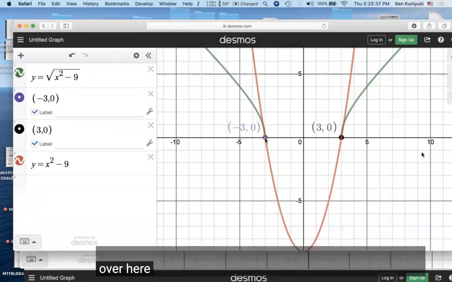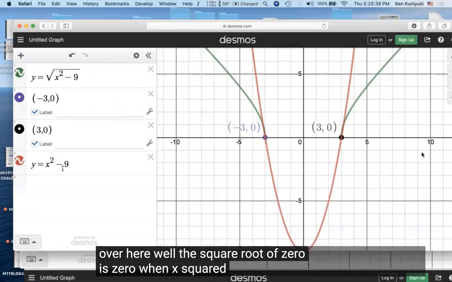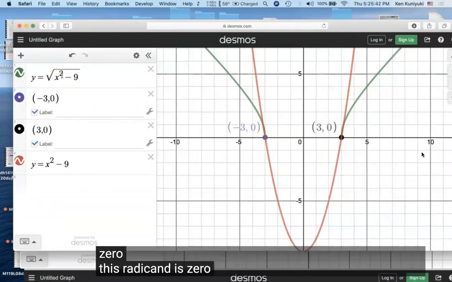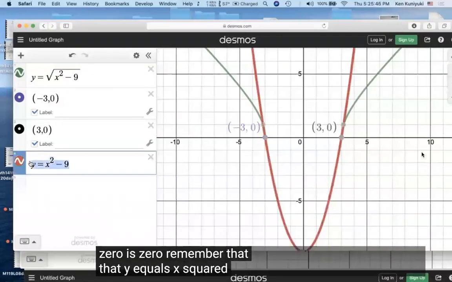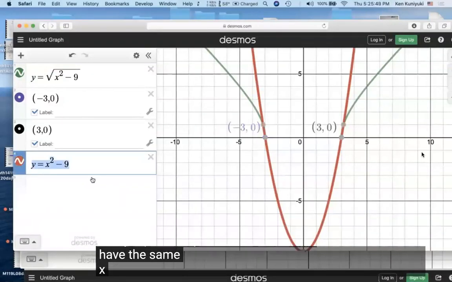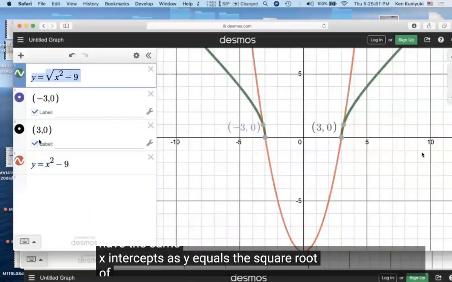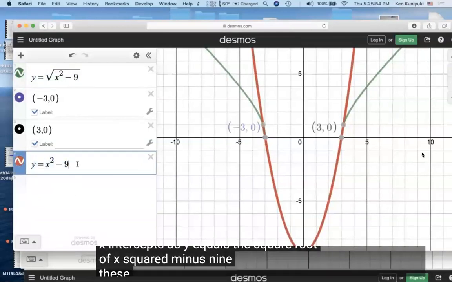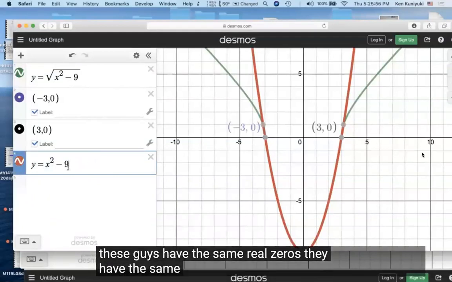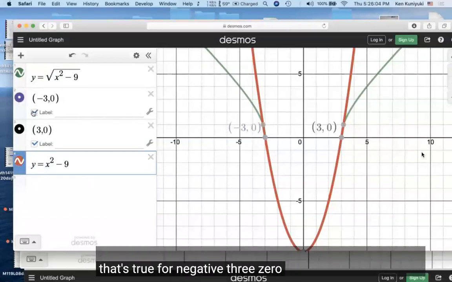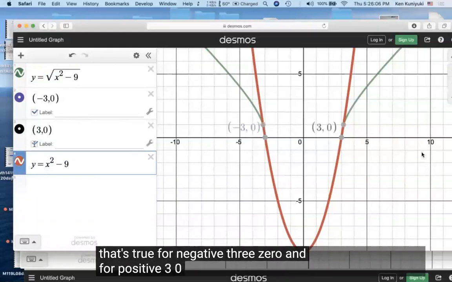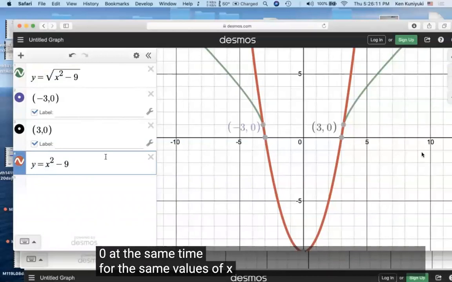Over here, well, the square root of 0 is 0. When x squared minus 9 is 0, this radicand is 0. The square root of 0 is 0. Remember that y equals x squared minus 9 will have the same x-intercepts as y equals the square root of x squared minus 9. These guys have the same real zeros. They share the same x-intercepts. That's true for negative 3, 0, and for positive 3, 0. They're 0 at the same time with the same values of x.